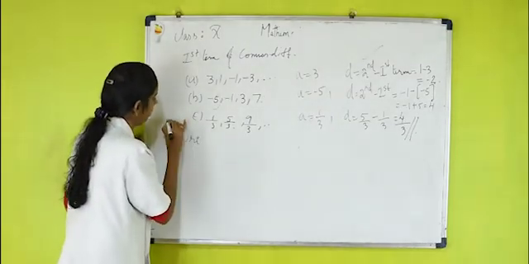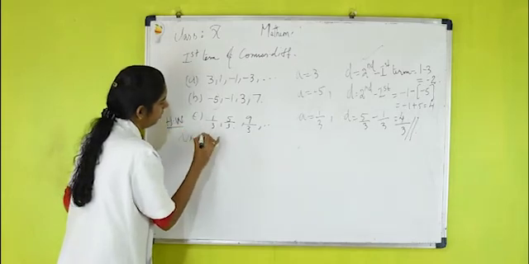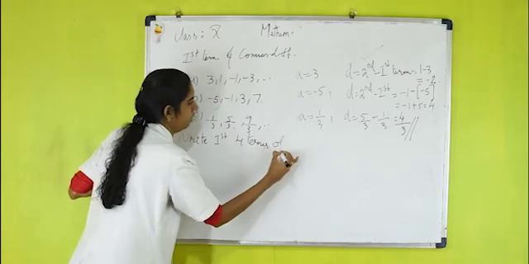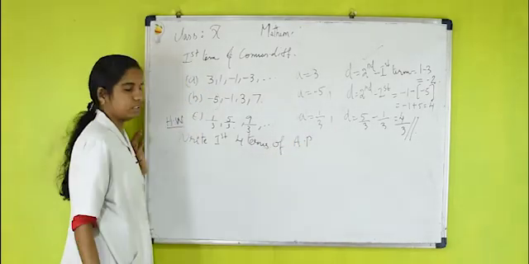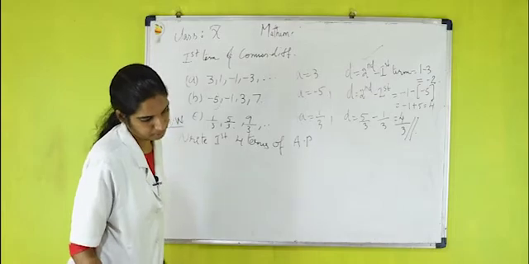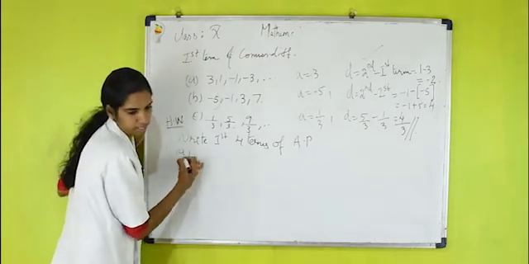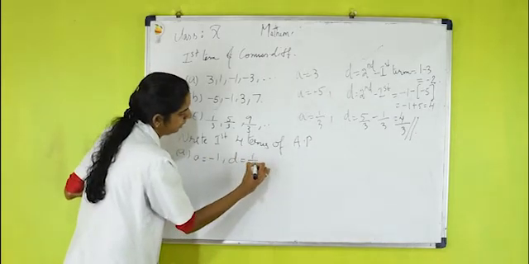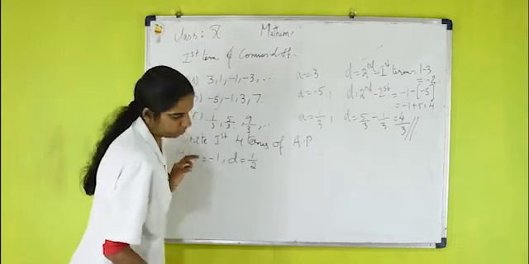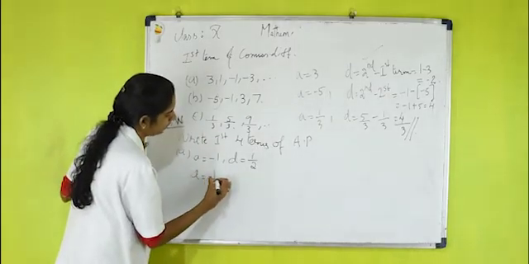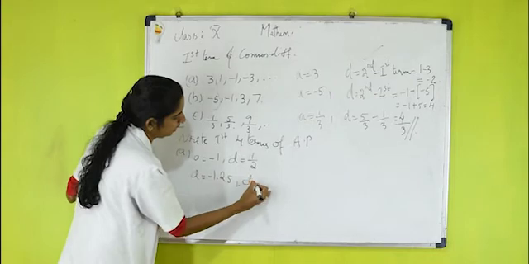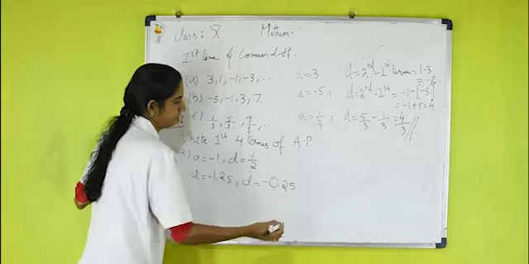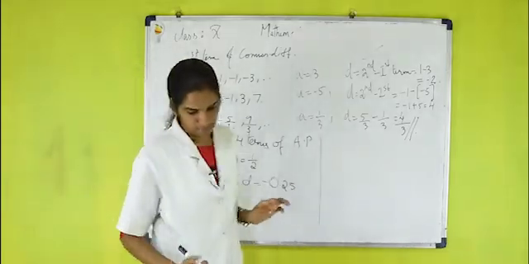Homework question, write: first 4 terms of an AP. First one, A equal to minus 1 and D equal to 1 by 2. Second question, A equal to minus 1.25 and D equal to minus 0.25. That is the first question. One more question.